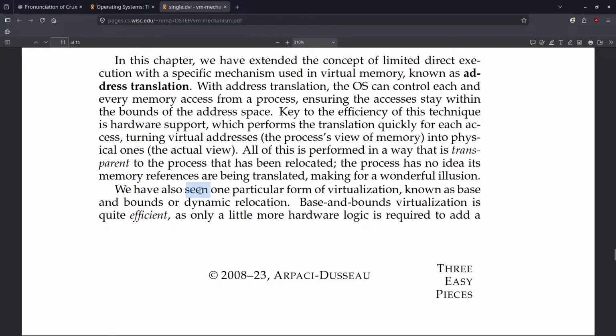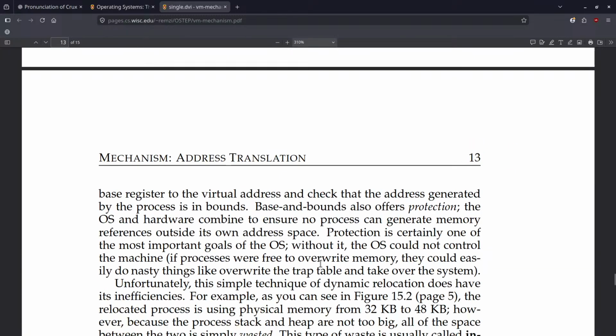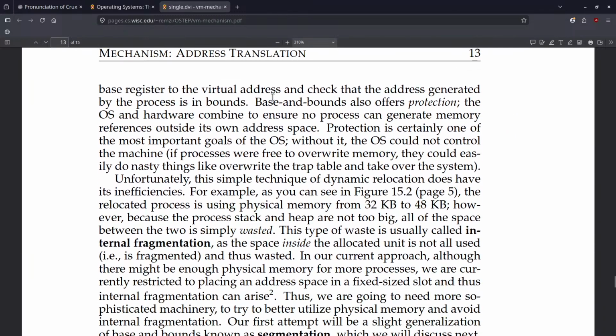We have also seen one particular form of virtualization known as base and bounds, or dynamic relocation. Base and bounds virtualization is quite efficient, as only a little more hardware logic is required to add a base register and check that the address generated by the process is in bounds. Base and bounds also offer protection. The OS and the hardware combine to ensure no process can generate memory references outside its own address space.